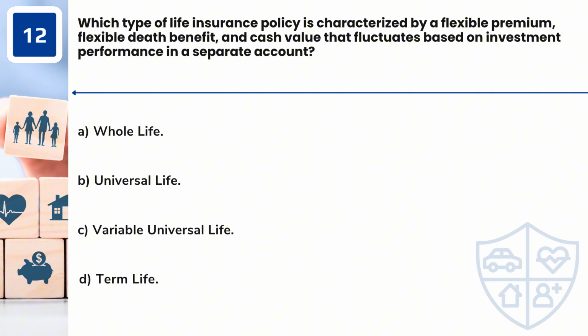Question 12. Which type of life insurance policy is characterized by a flexible premium, flexible death benefit, and cash value that fluctuates based on investment performance in a separate account? A. Whole life. B. Universal life. C. Variable universal life. D. Term life.